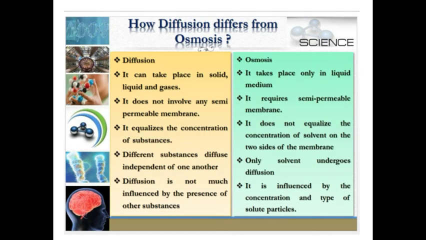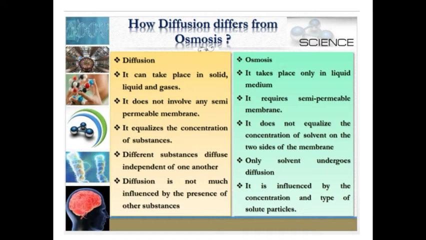The next one is that different substances diffuse independently of one another. So here it may be a solid or a liquid or a gas, whichever it may be, it can diffuse independently, but only solvent undergoes diffusion in osmosis. What is a solvent? As I have already mentioned, solvent is a liquid. So only liquid undergoes diffusion.